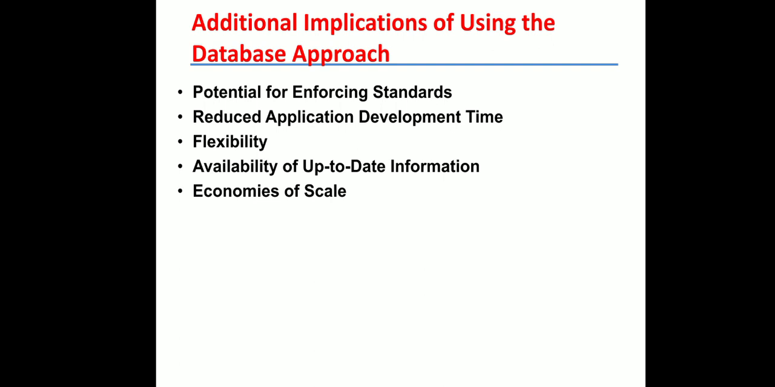The last implication is economies of scale. It means that compared to traditional file processing systems, a database management system is cheaper. These are some advantages of your database approach.